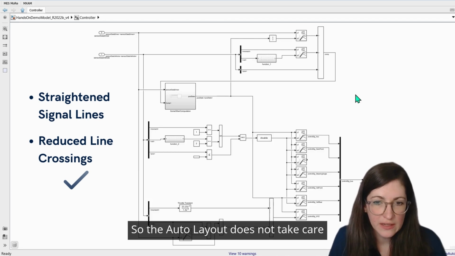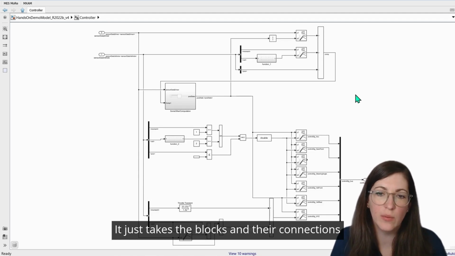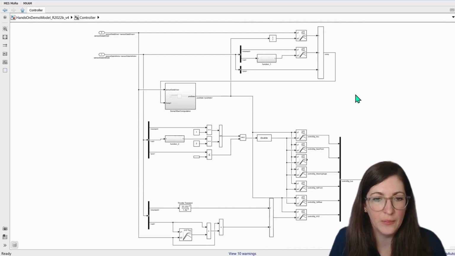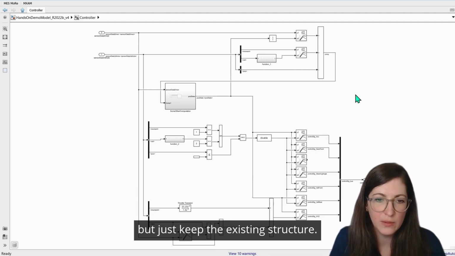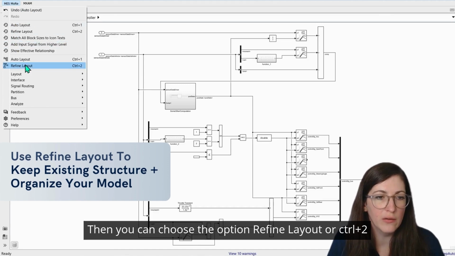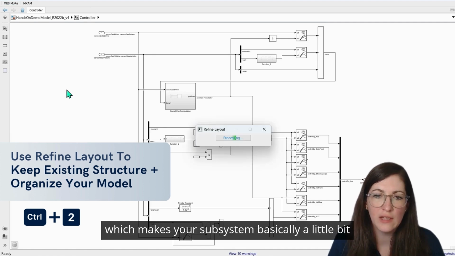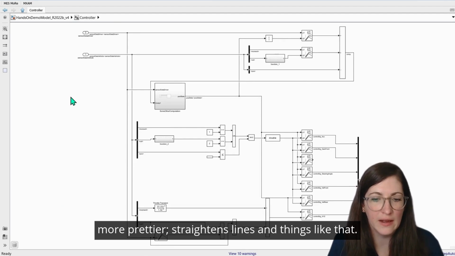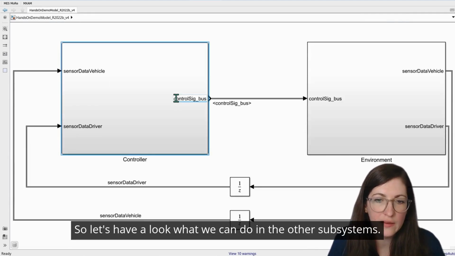The outer layout does not take care of the initial state of your subsystem, it just takes the blocks and their connections and arranges them accordingly. If you don't want to have this big change in your subsystem but just keep the existing structure, then you can choose the option Refine Layout or Ctrl+2, which makes your subsystem basically a little bit prettier, straightens lines and things like that. So let's have a look at what we can do in the other subsystems.